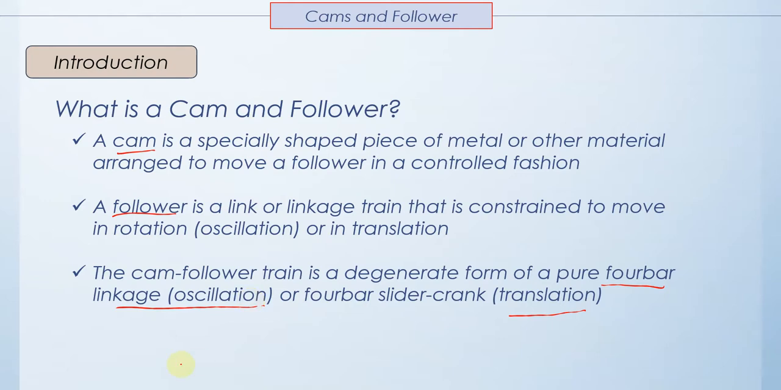Oscillation means that we have some rotation, so the follower is integrated with or connected to a cam, and then it will be rotated for some period of time. And also the follower can have a translation motion. So how do we get linear motion? We need some kind of device to transform the cam mechanism so that the follower can have a translation motion.